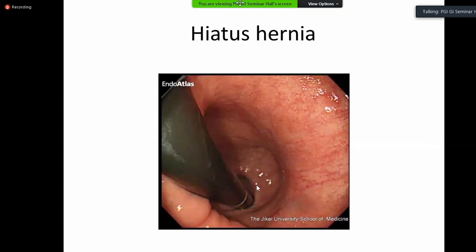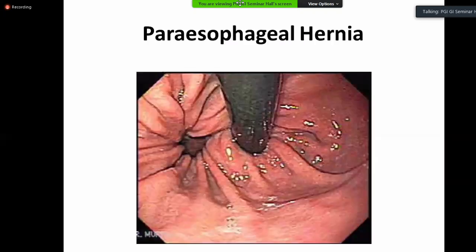This is the squamo-columnar junction. So this whole intervening part is the hiatus hernia, which is classified as such if this distance is more than 2 centimeters. On retroversion, if you see this parallel defect, this is due to paraesophageal hernia.